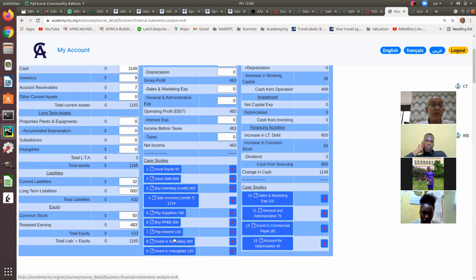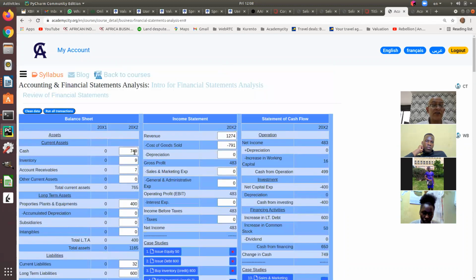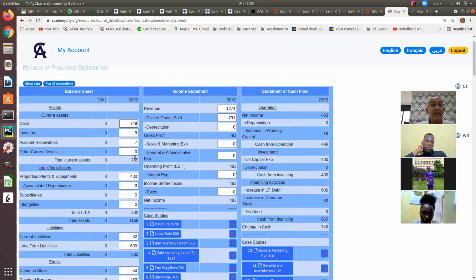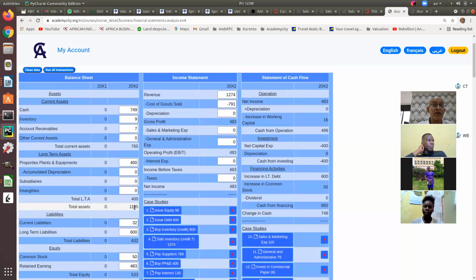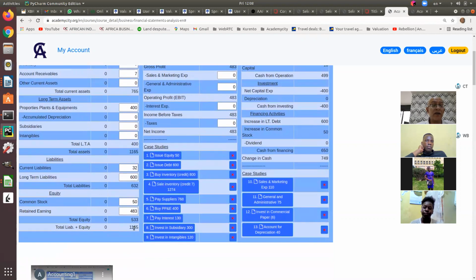Next transaction, we bought some machinery for 400. Buying machinery, we said the cash goes down. On the other hand, we have a new asset. So total assets didn't change. Therefore, it will remain equal to the total equity plus total liability.